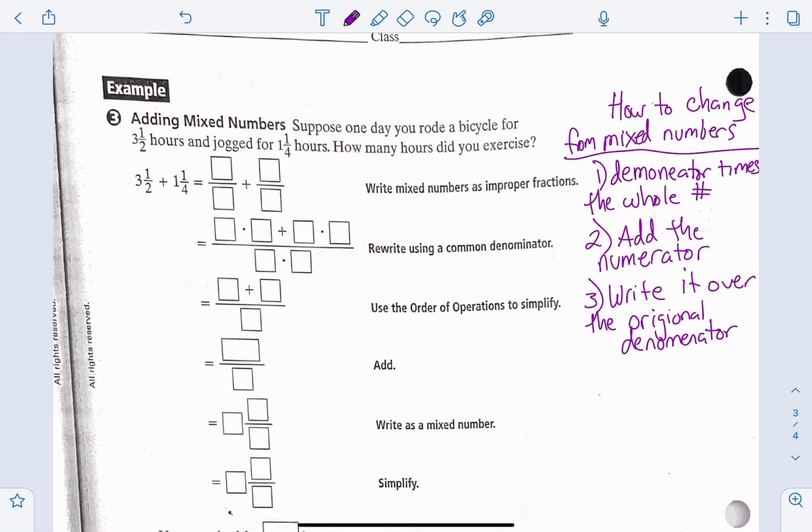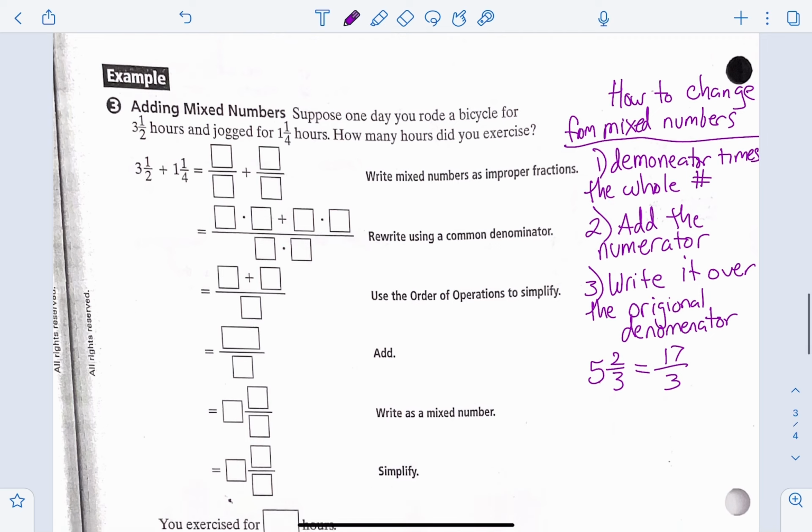So if I have, let's say, 5 2/3, denominator times the whole number. So I do 3 times 5, which is 15. Then I add the numerator. So 15 plus 2 is 17. And then I write that all over the original denominator, which is 3. So 17 over 3 is the same as 5 2/3. Okay, that's when you're going from a mixed number to a fraction.